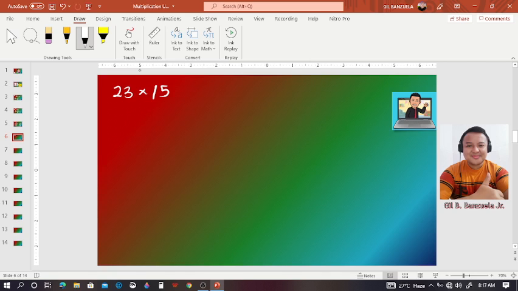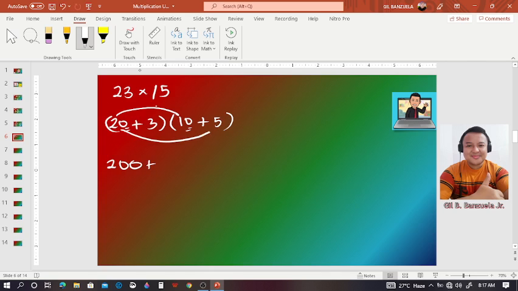Okay, so breakdown natin. So 20 plus 3, then 10 plus 5. Okay, so first term tayo, 2 times 1, of course 2, and we have 2 zeros. That's why yung 2 hindi lang siya basta 2, that is 200. Then plus, so 20 times 5, so that is, or rather 5 times 2, that is equal to 10. Eh, may isa pang 0, so idagdag natin yan sa 100, no?